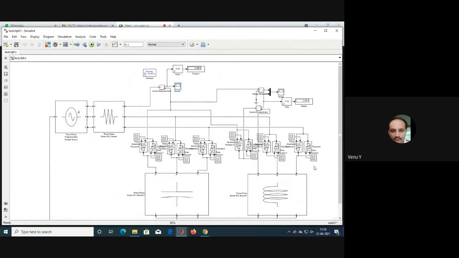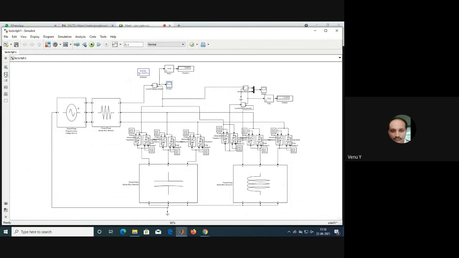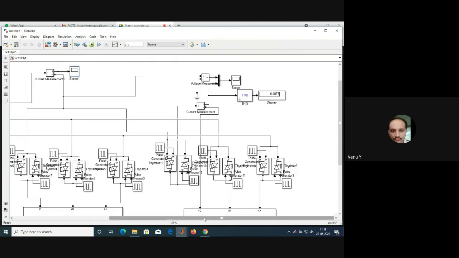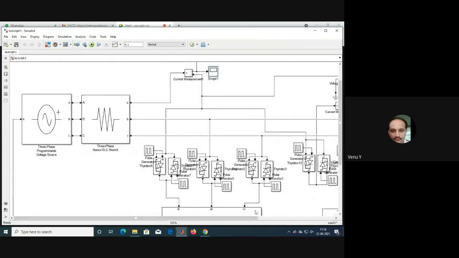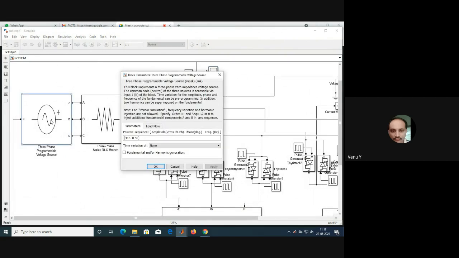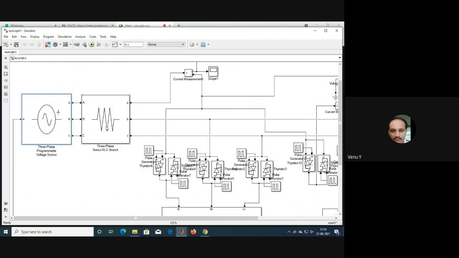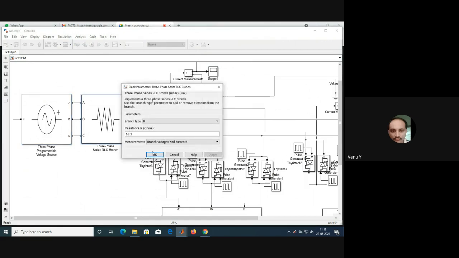Now the 3-phase TSC-TCR type SVC. Now let us look at the figure. This is a 3-phase programmable voltage source of 14 volts and 50 Hz. So this is the swing bus, slack bus. This is the resistance, common value 1 milliohm.